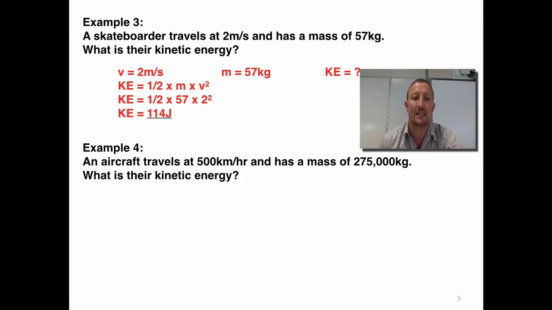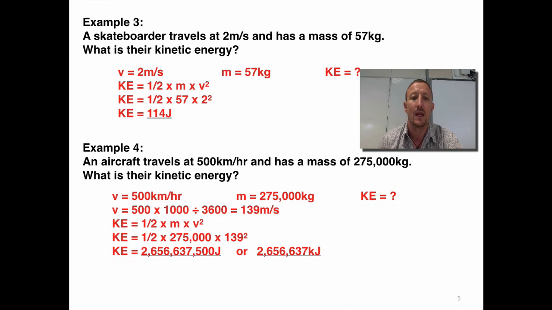Okay, here's the sticky one. Here's the one which is going to require some conversions. We've got an aircraft which travels at 500 kilometers per hour. The speed is not in meters per second, so I must convert from kilometers per hour to meters per second, and I'll show you how in a second. But its mass is in kilograms. It's 275,000 kilograms, and we've got to find the kinetic energy. So we write down what we know. We know our velocity, 500 kilometers per hour. We know our mass, 275,000 kilograms, and we're looking for the kinetic energy.